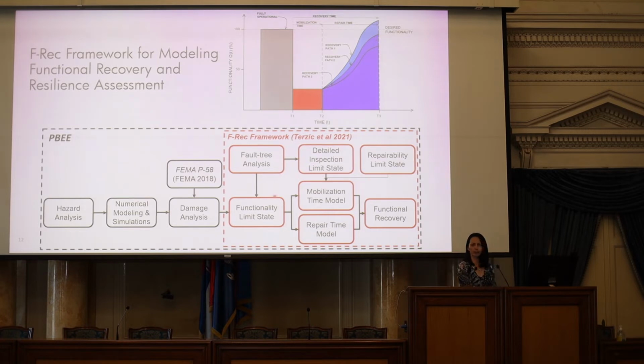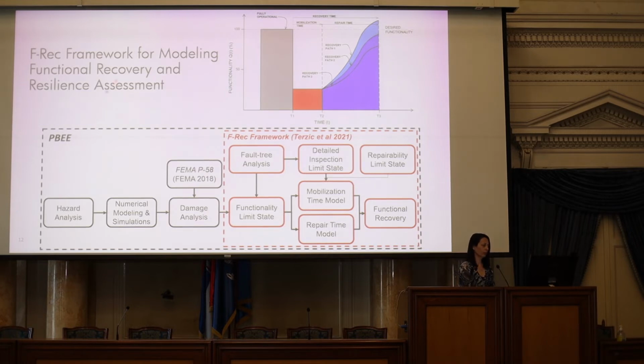To evaluate that, we have developed three main methods which are integrated together. The first one is used to evaluate the functionality of the building right after an earthquake, taking into account the damage that the building has experienced. To define it probabilistically, we call it the functionality limit state. That tells us how much function there is. Then we have a mobilization time model, which tells us how long it takes for a building to prepare for the actual repair, and then a repair time model, which tells us how long it takes to repair the building. With all this combined together, we can plot a picture like this, which we call the recovery curve.